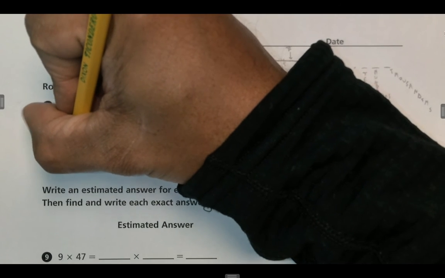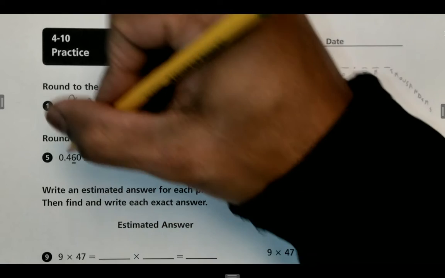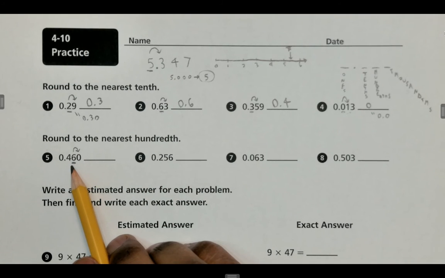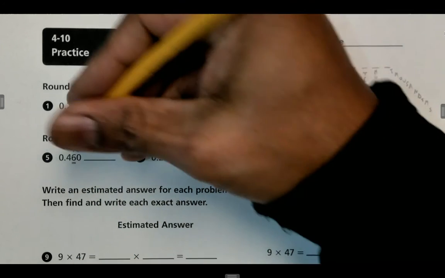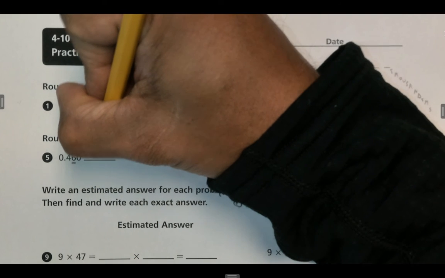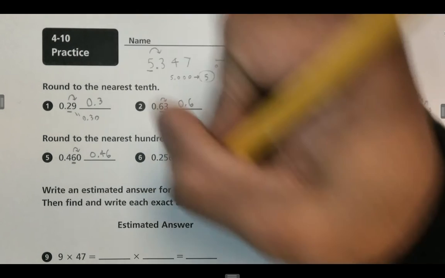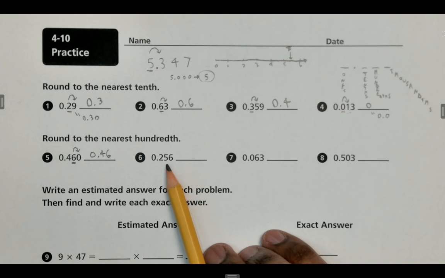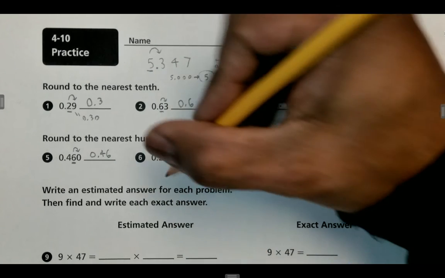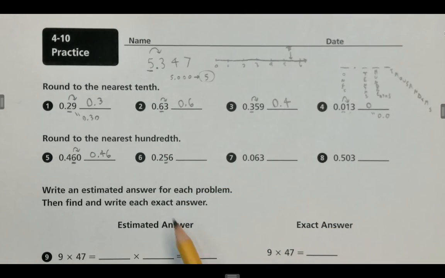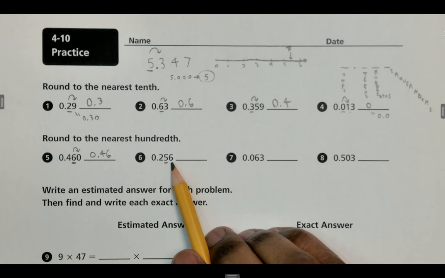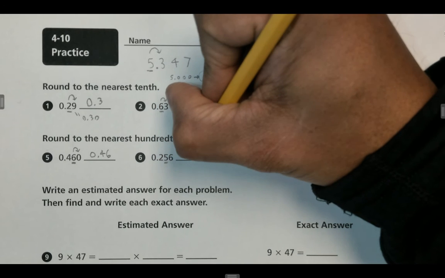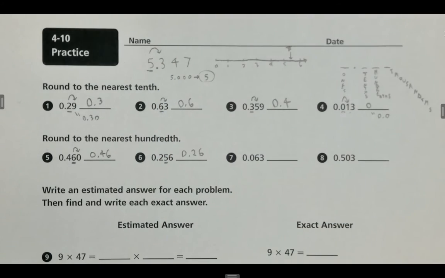460 thousandths, I'm going to underline the digit in the hundredths place. Look at the number to its right. The number to the right is 4 or less. I give this a rest, drop everything else. 460 thousandths gets rounded to 46 hundredths. In other words, it doesn't change its value at all. 256 thousandths. Underline what's in the hundredths place. The number to its right is 5 or more. I'm going to raise the score on what I've underlined, drop everything else to the right. This gets rounded up to 26 hundredths.